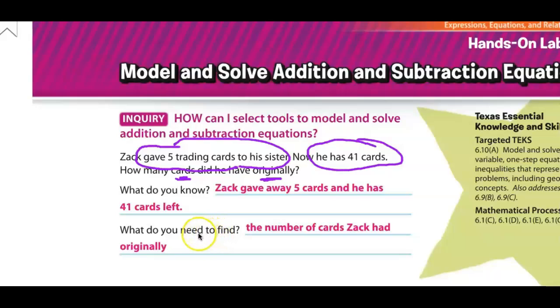So what we don't know, the unknown number, we're going to represent with a variable. So right now, I want you to pick a letter to represent the number of cards Zach had originally. Go ahead and type that in for me.